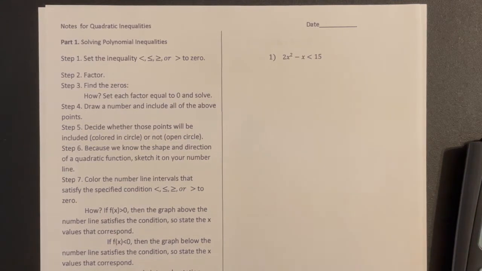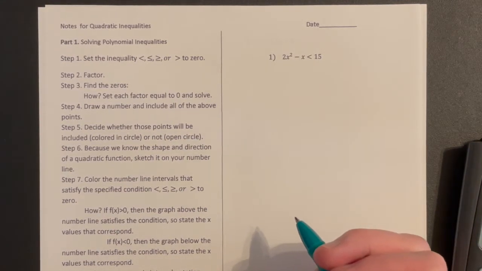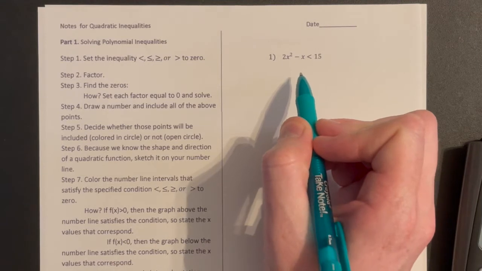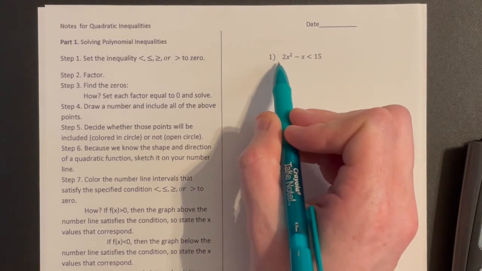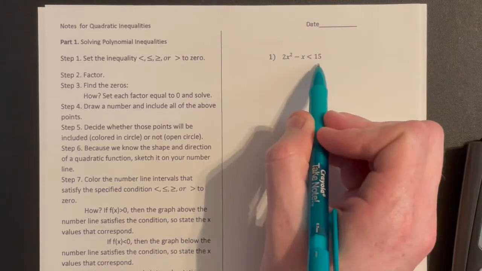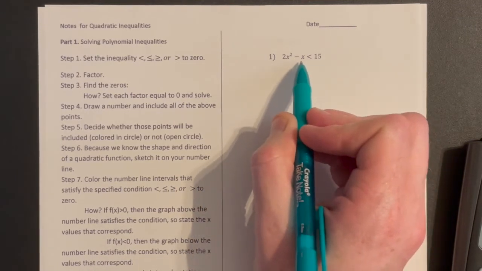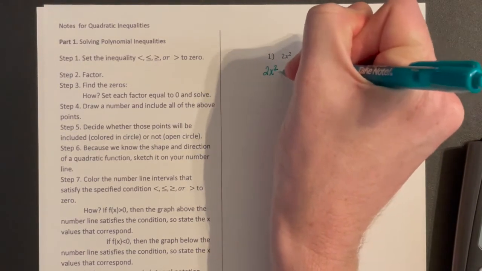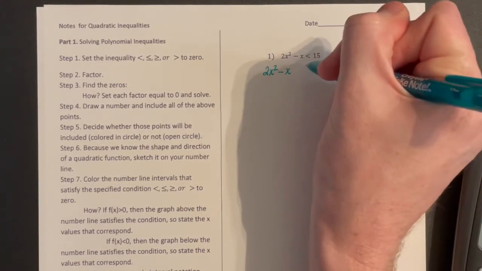In this lesson, we're going to be looking at solving quadratic inequalities. Solving quadratic inequalities is very similar at the start to solving equations, because we want to get a quadratic equal to 0. So we're going to do the same thing here. We want to get the 15 to the left side so that it's finally equal to 0. I would do that by subtracting 15 from both sides.